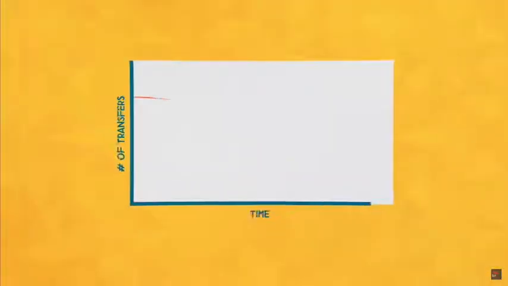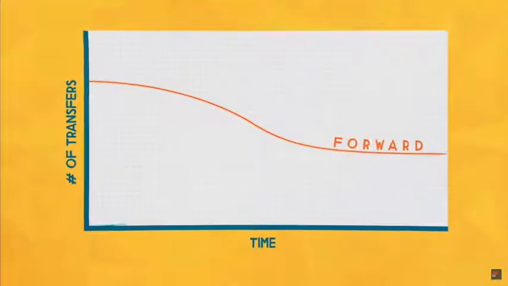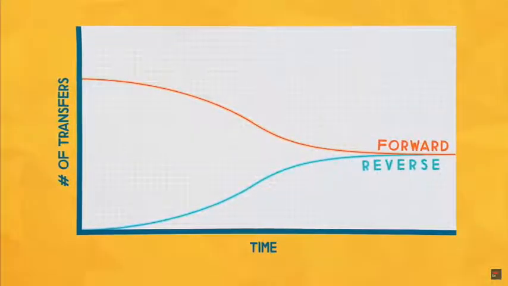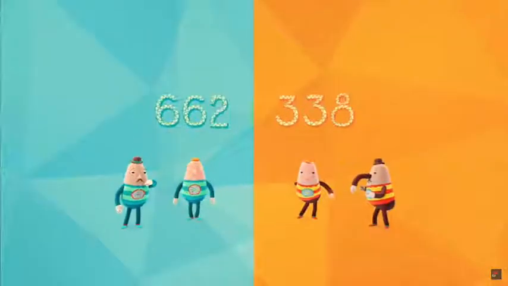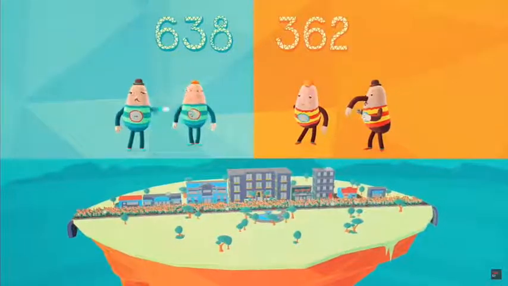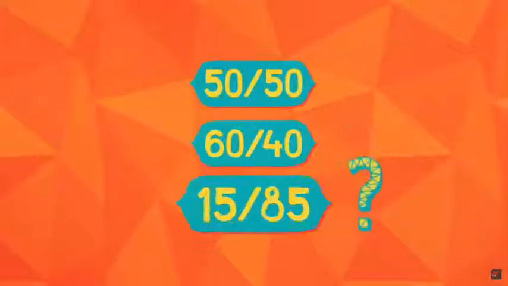Now the number of limb transfers per second forward will start high and then fall. And the number of limb transfers per second backward will start at 0 and then rise. Eventually they'll meet, they'll be the same. And when that happens, the number of people in each state stops changing, even though people are still bumping into each other and exchanging limbs. Now, how many people do you think there are in each state? Half and half, right? No. Well, maybe. It depends. It could be 50-50, but it could be 60-40 or 15-85 or anything.